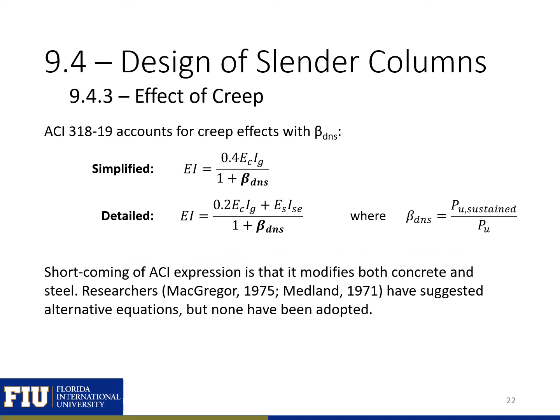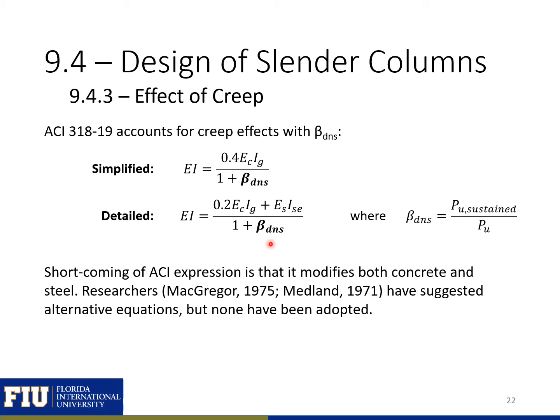We account for creep in our column with this beta DNS term. This beta DNS term is just the ratio of our P sub U sustained divided by our total P sub U. So the larger amount of load that's sustained, the smaller our stiffness is going to be. And that's because our creep effects are going to soften our section. So this beta DNS term accounts for that.